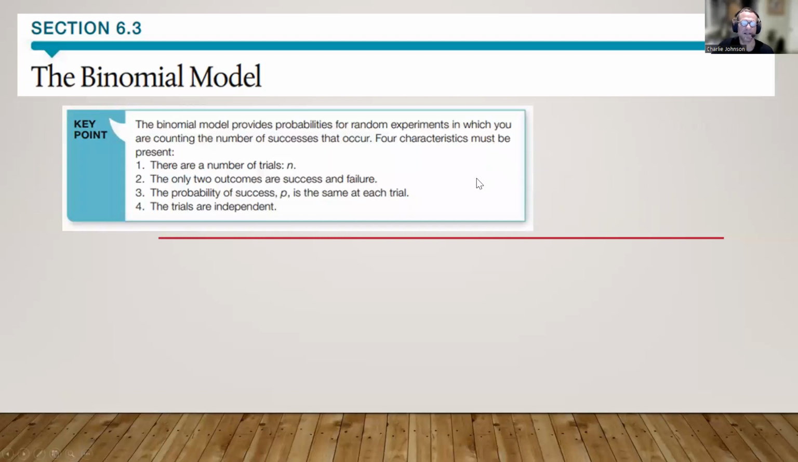So the key points: the binomial model provides probabilities for random experiments in which you're counting the number of successes that occur. Sometimes you can count the failures. 4 characteristics must be present. There are a number of trials, n. The only 2 outcomes are success and failure. You know the probability of success, p, and it's going to be the same at each trial. And number 4, the trials are independent.